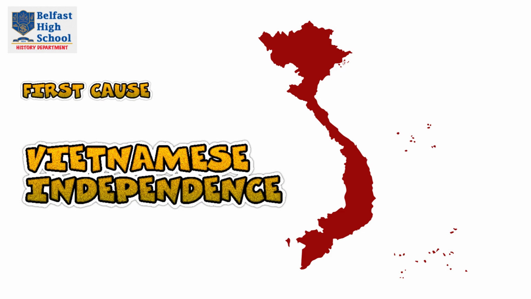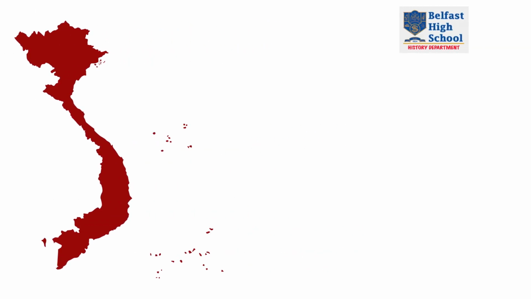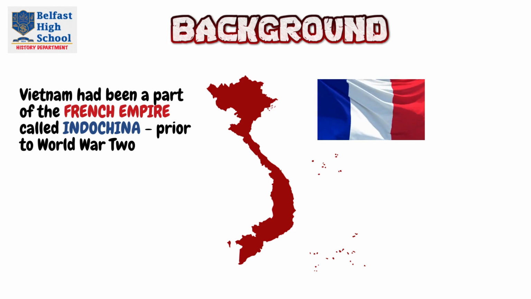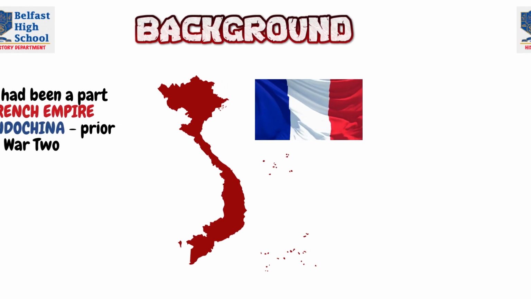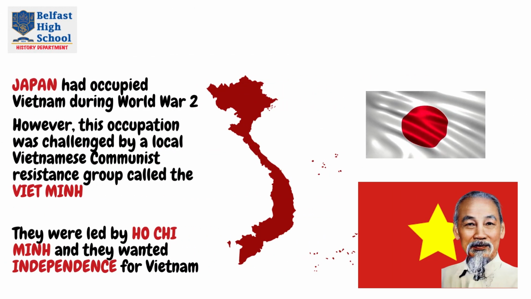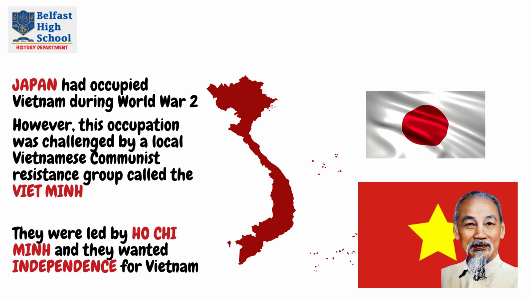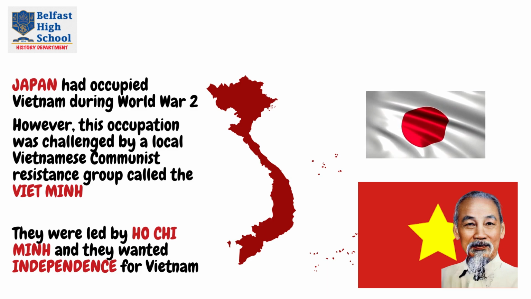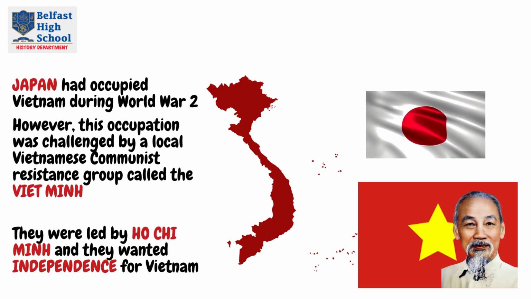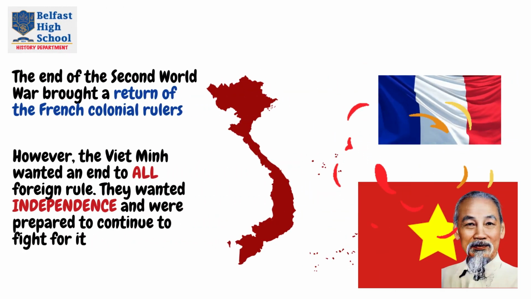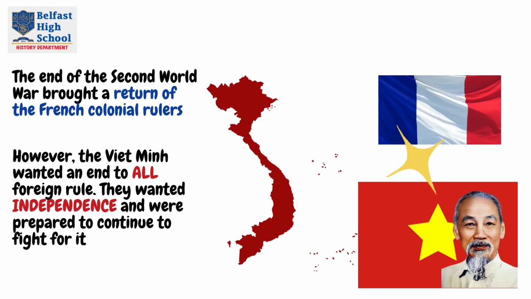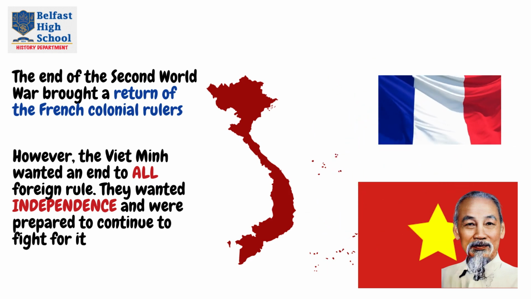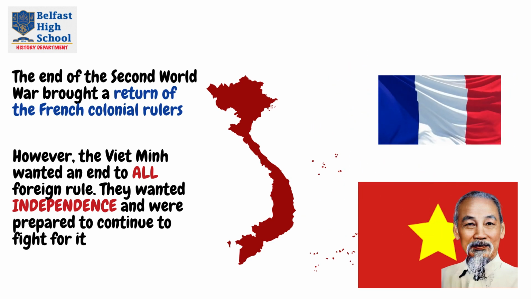First reason is Vietnamese independence. If we have a look at the background of Vietnam itself, we'll be able to see what happens. Vietnam used to be part of the French Empire, its Indo-Chinese Empire, prior to World War II. During World War II, though, just like Korea, it's taken over by the Japanese. The Japanese face a local resistance force called the Viet Minh, and the Viet Minh are determined to oust the Japanese. They're also determined to keep the French out. And they're led by Ho Chi Minh, who wants complete independence for Vietnam.